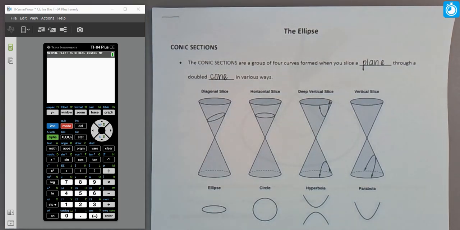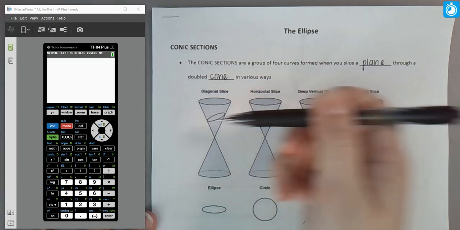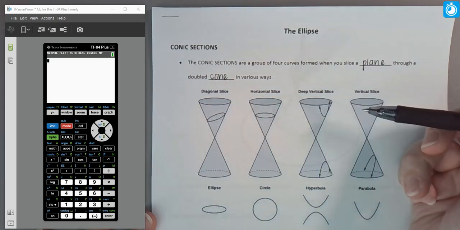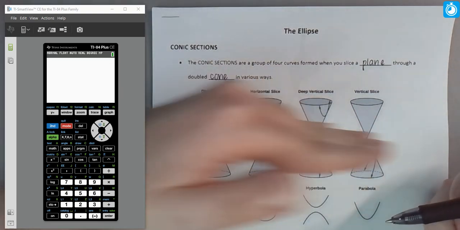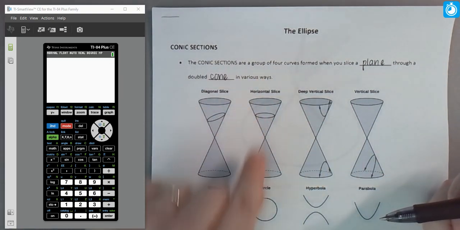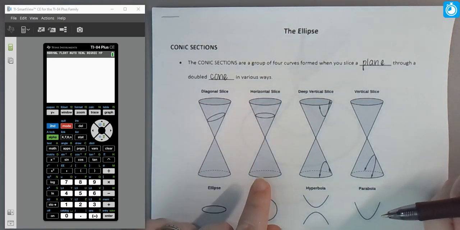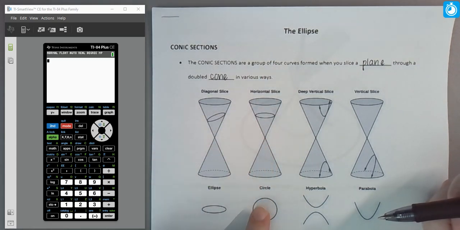So we can slice a plane through the cone in different ways, and we look at the cross-section of where the plane and the cone intersect, and that's going to form one of four curves. The simplest curve we get is a circle. If you were to pass a plane through the cone, through either the top or the bottom of the cone, so that it is essentially perpendicular to the axis of the cone, which is what goes through the center of the cone, then the cross section is shaped like a circle.